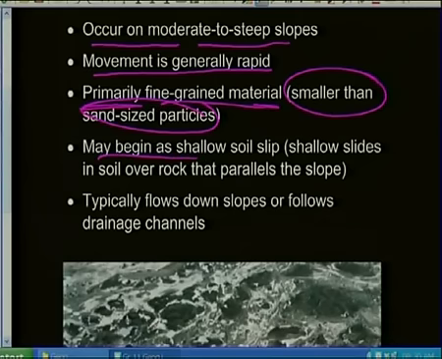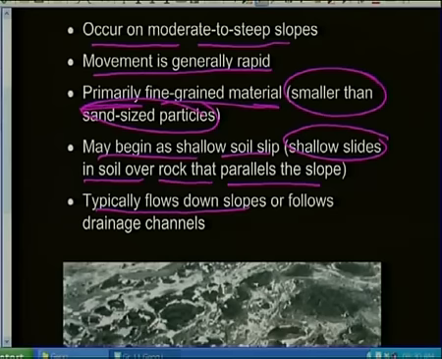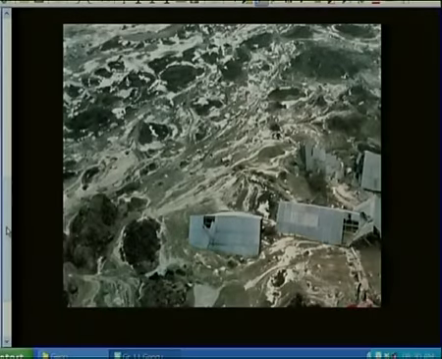It may begin as shallow soil slip, which is commonly referred to as shallow slides in soil over rock that parallels the slope. This is the loose material that exists on a slope that is in constant motion. Typically flows down slopes or follows drainage channels. Here's a typical example of a mud flow. Note the roofs of these houses and note the nature and extent of the damage. Mud flows occur on a larger scale, and these types of movements are especially common in your wet regions where the nature and amount of rainfall is much higher.